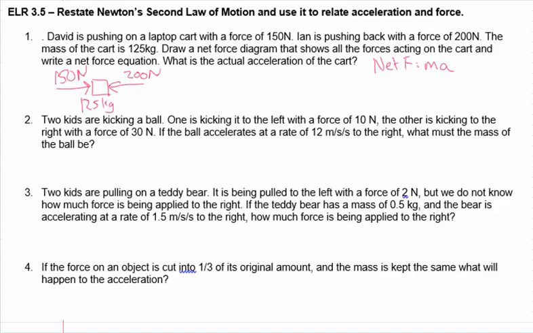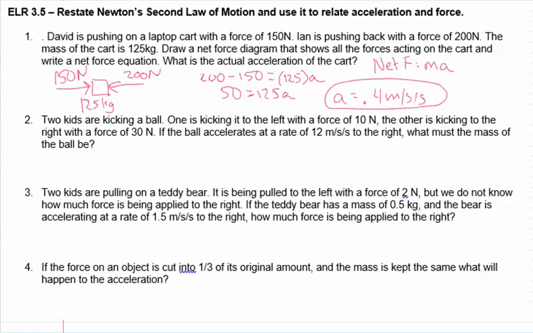So I'm going to take 200 minus 150, because that's going to give me my net force. The net force is going to equal the mass, which was 125, times acceleration, and then we can solve. 200 minus 150 is 50. That equals 125a. Then we just divide both sides by 125, and we get our acceleration equal to 0.4 meters per second per second.